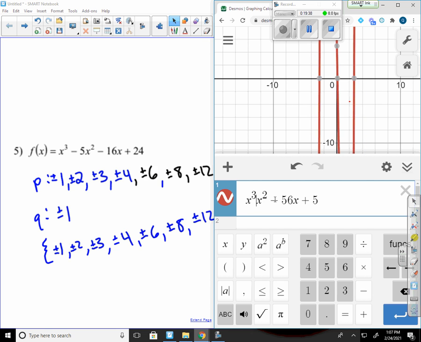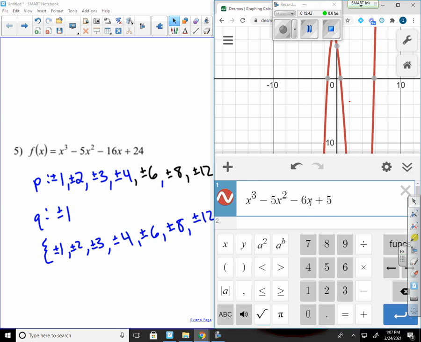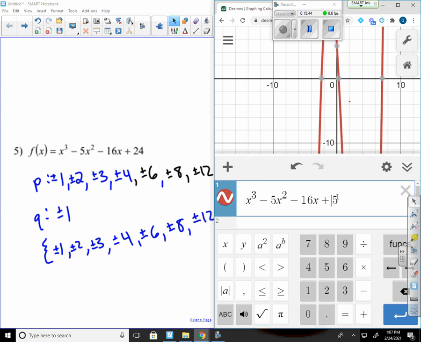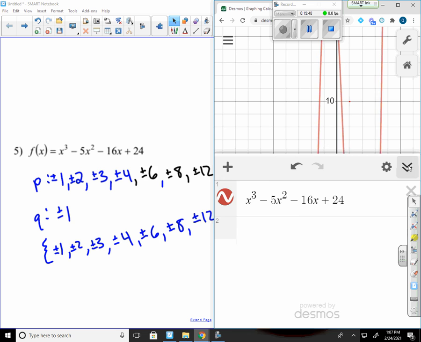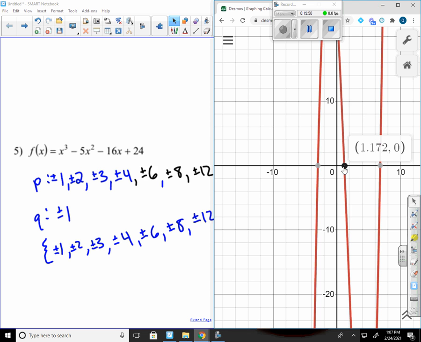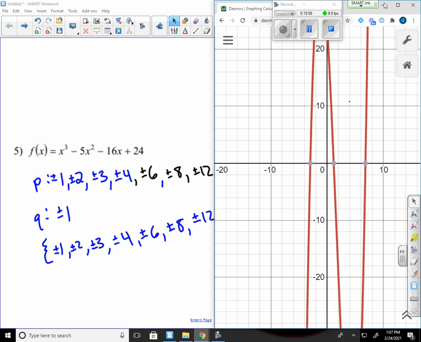So now minus 5x squared minus 16x plus 24. We'll look at my graph, pick the simplest math. Obviously not that one. Negative 3 is nice. I'm going to go with negative 3.